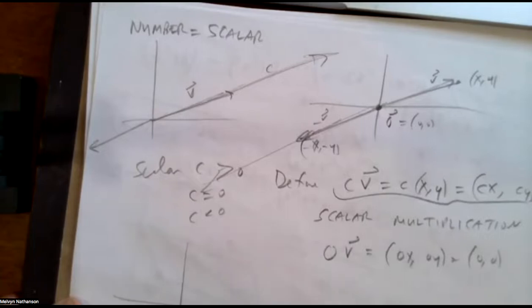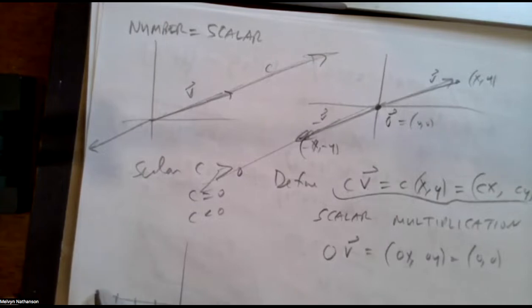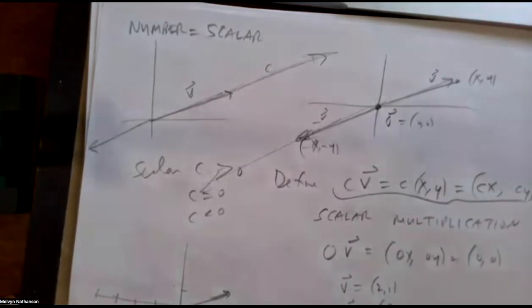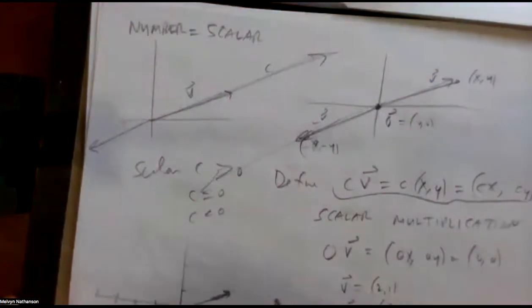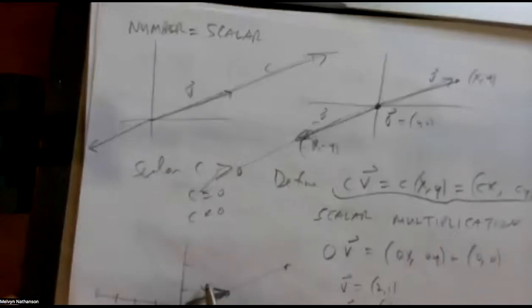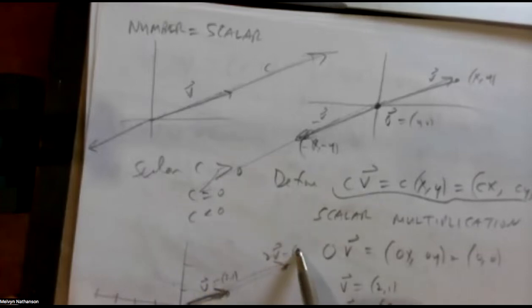So for example, if v is the vector 2, 1, 2 times v is the vector 4, 2. So this is v, and this is 2 times v. v is 2, 1, this is 4, 2.